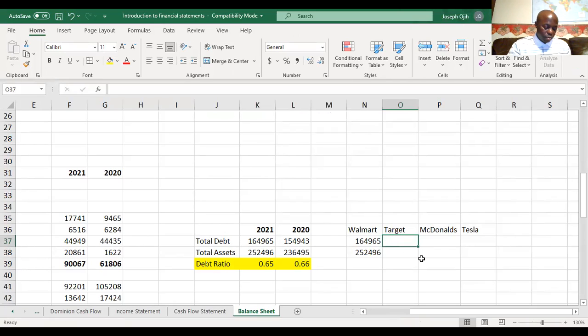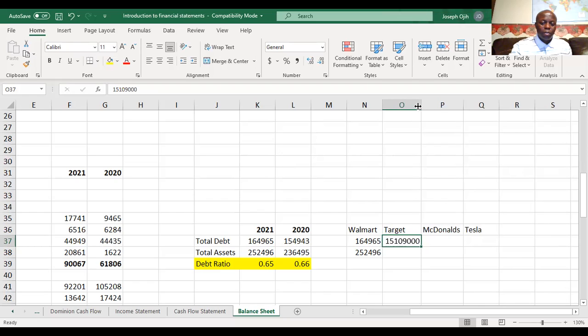So the target will be 151 total debt, 09000, total assets. It changes to scientific form. Don't worry about it. I can make it bigger if I just adjust this. See, so now total assets 51,248.